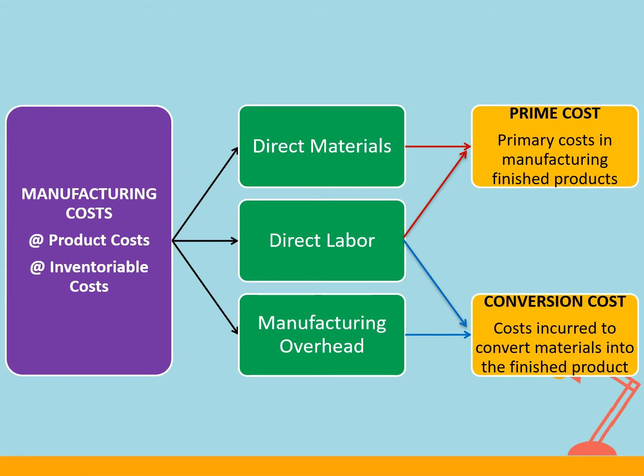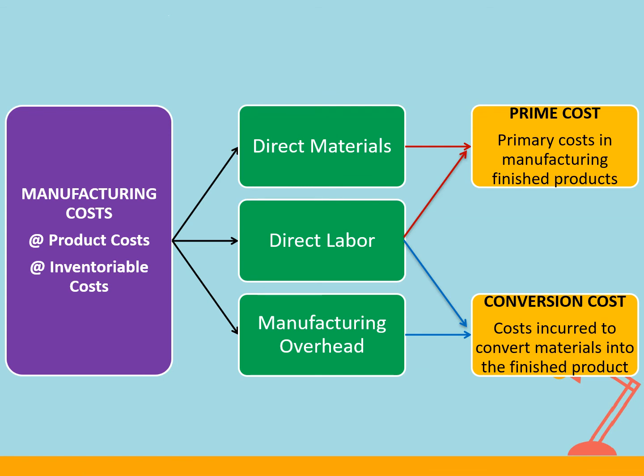Manufacturing costs or product costs are sometimes called inventoriable costs. It consists of direct materials, direct labor, and manufacturing overhead. If we combine direct materials and direct labor, they are called prime costs. They are primary costs in manufacturing finished products.